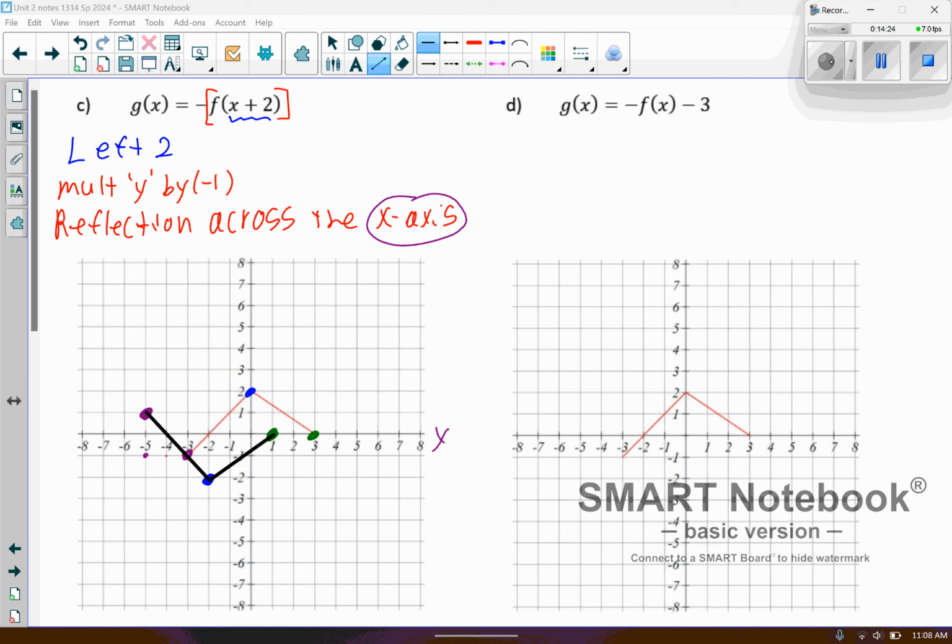All right, for our next one, this is where the order would be very crucial. You have to do the -3 part last. So you want to take care of this reflection first right here with the minus. So we're going to have a reflection across the x-axis.